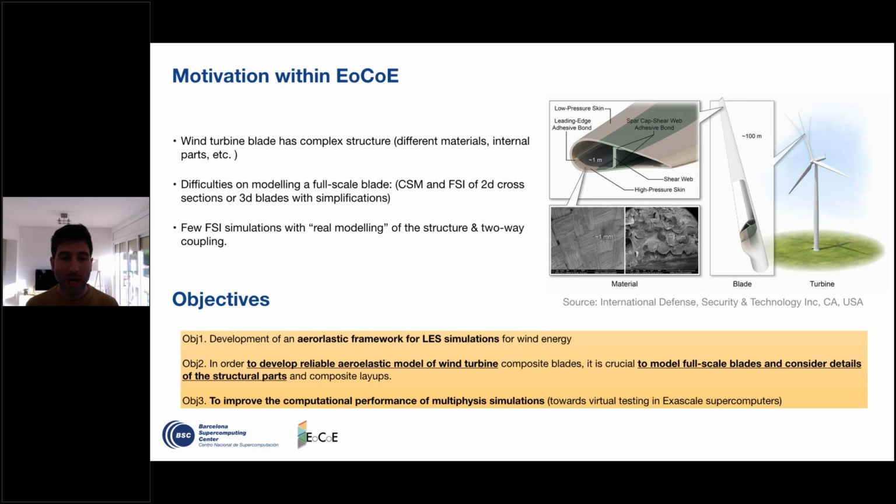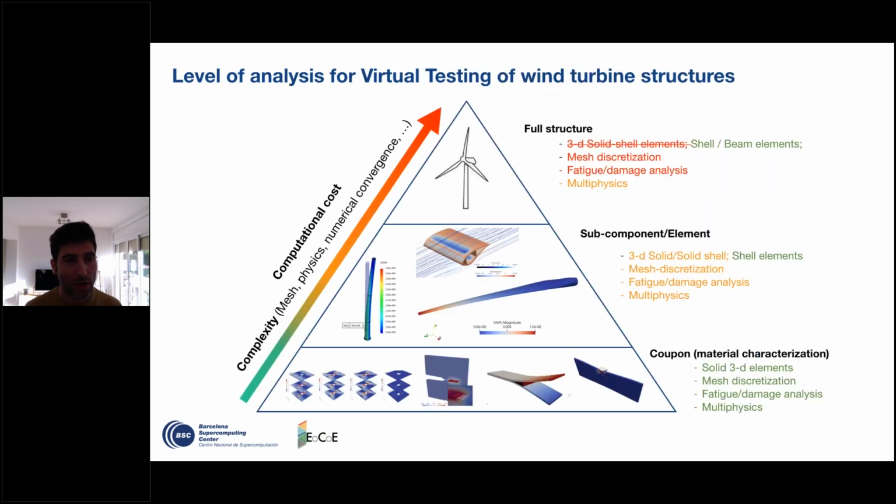So, to path also to give the way towards virtual testing in exascale computers. A typical methodology that is followed by industry in order to design structures is what we can show here: this is the typical pyramid of the building block approach.